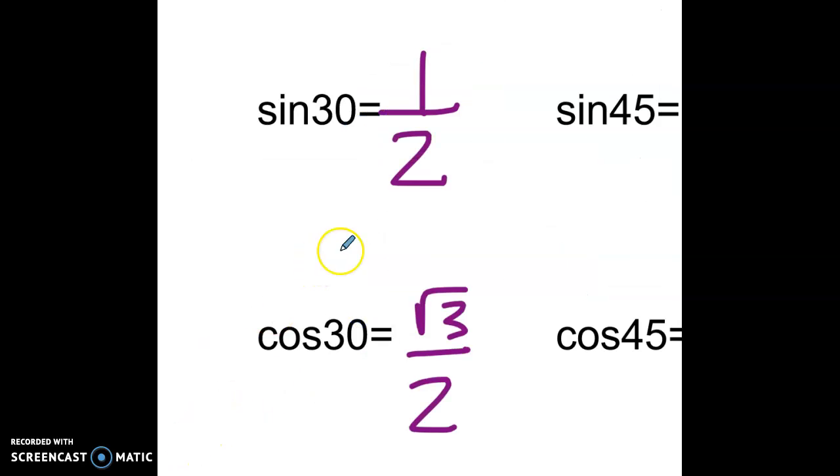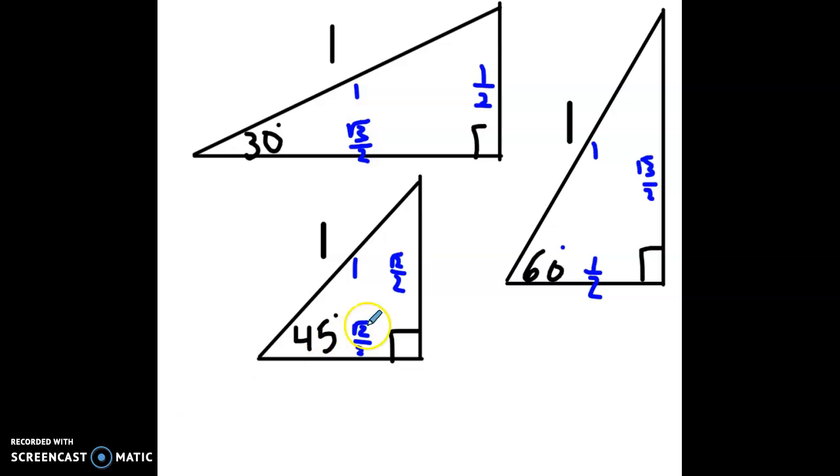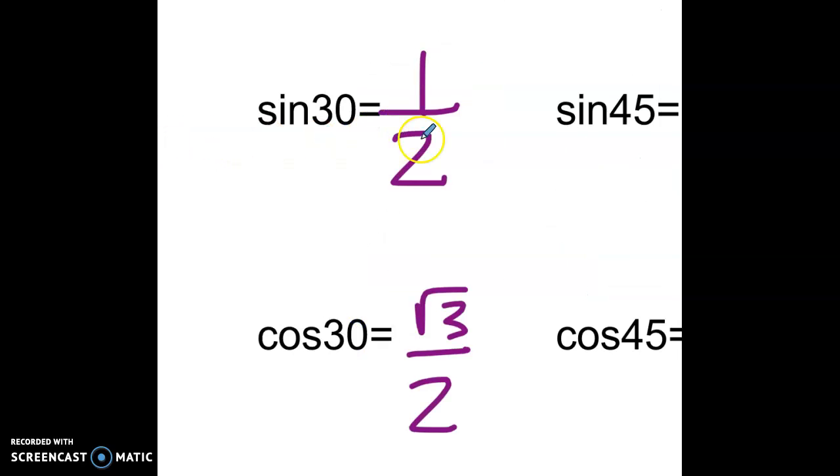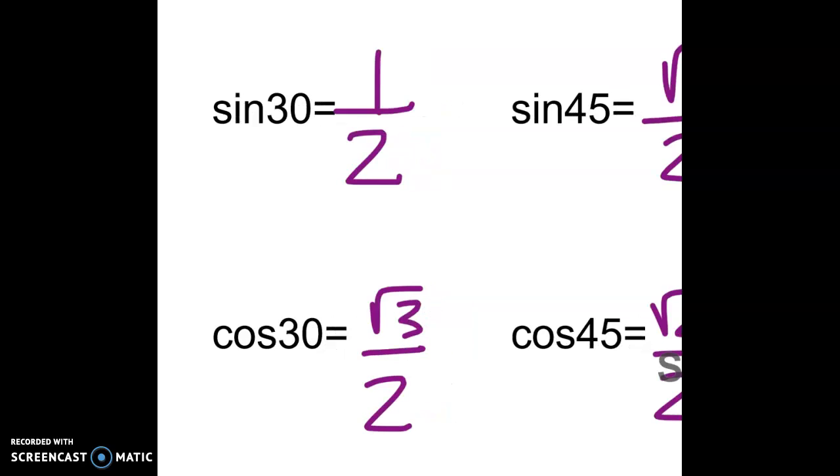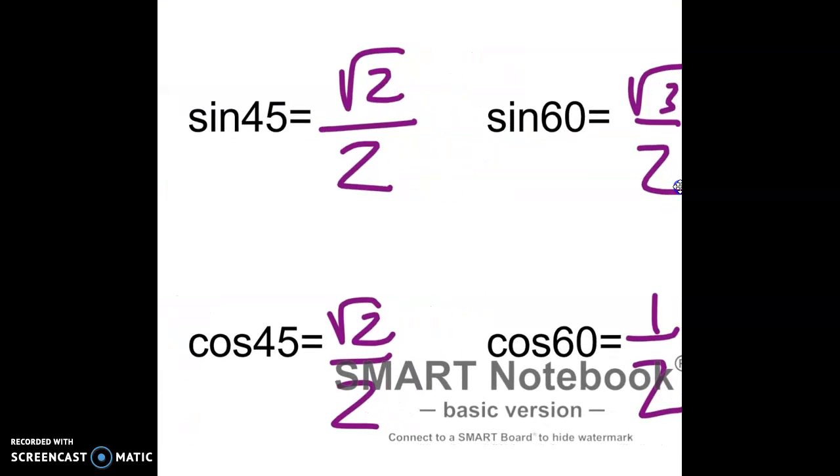So then we could look at some values that will help us. The sine of 30, if you look back at the triangle, so I'm going to jump back and forth a little bit here, the sine of 30 would be 1/2 divided by 1, which is just 1/2. So we are going to be doing some on the assignment that has to do with finding the exact values. And this is how we're going to do it: we're going to use those triangles to help us.